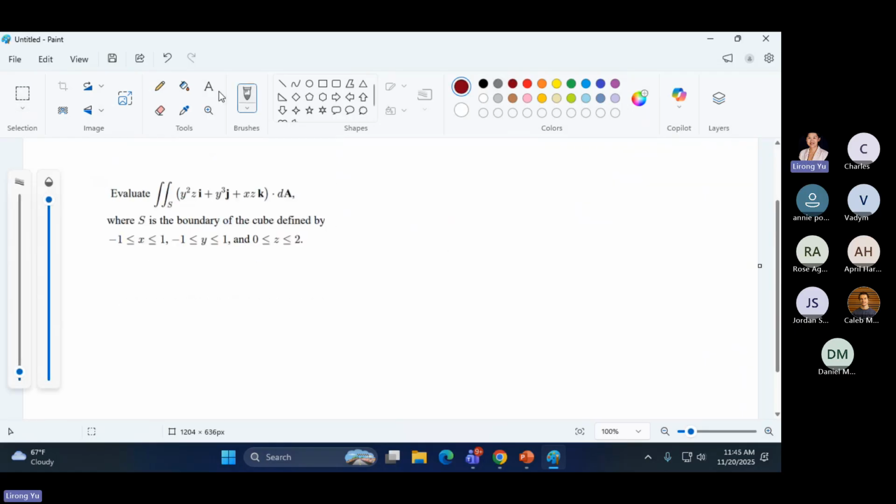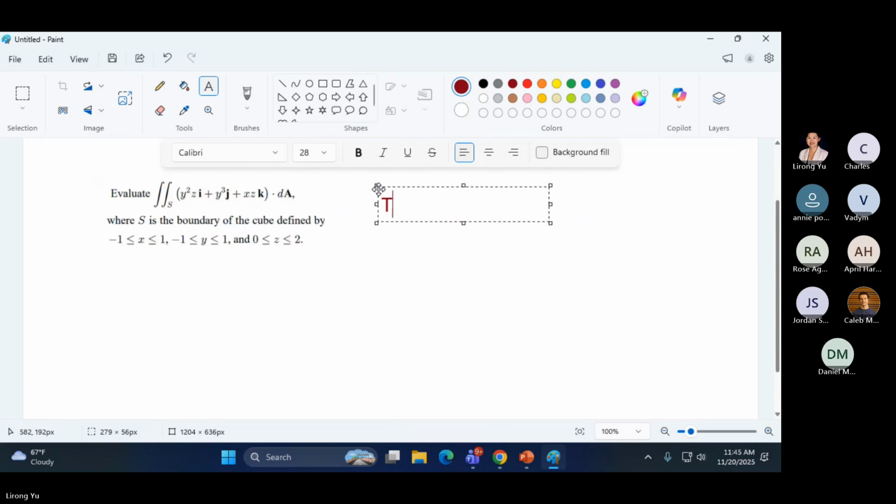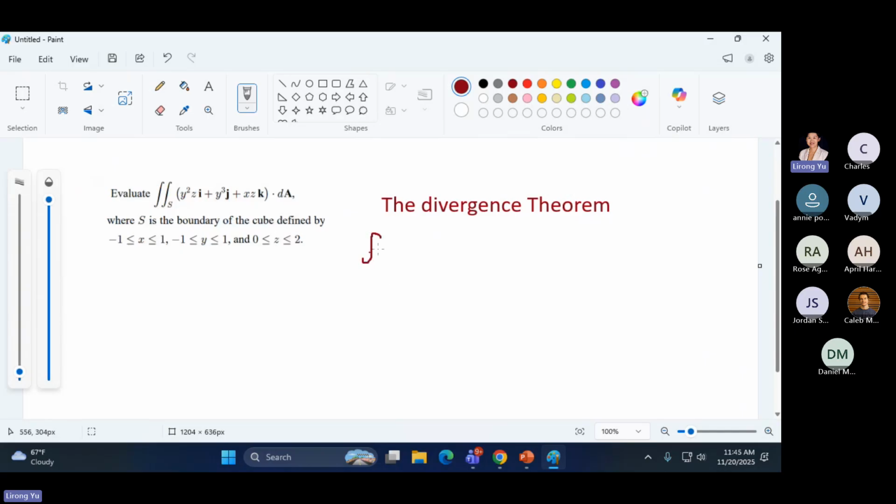Let's try to review the divergence theorem. It is basically a way to convert a surface integral into a triple integration. The surface is a boundary for a three-dimensional region. So the surface actually is closed, that's the boundary of a certain three-dimensional region. And so, okay, I'll just write F as the vector field.